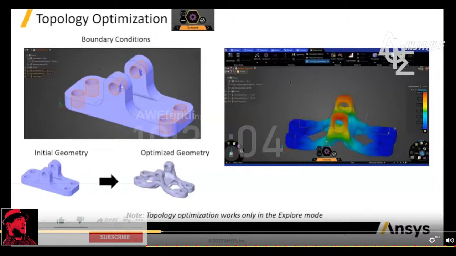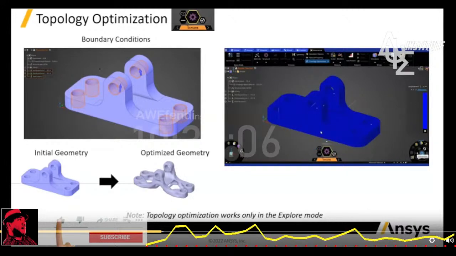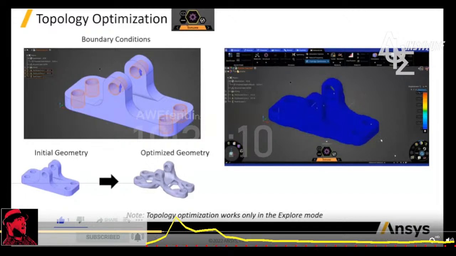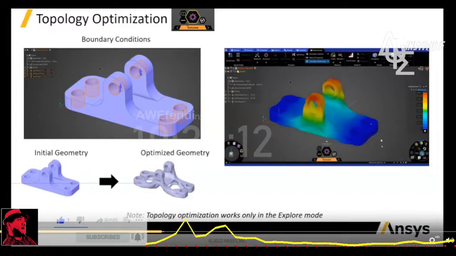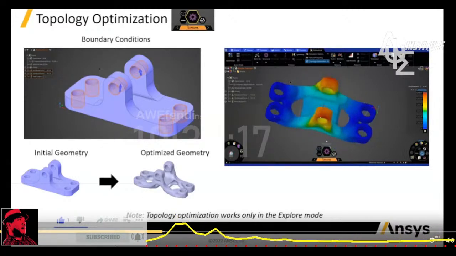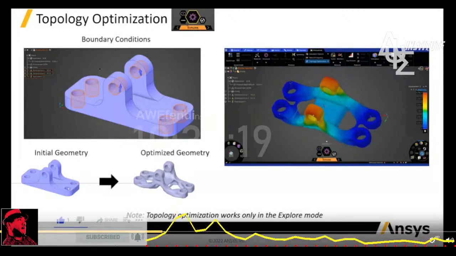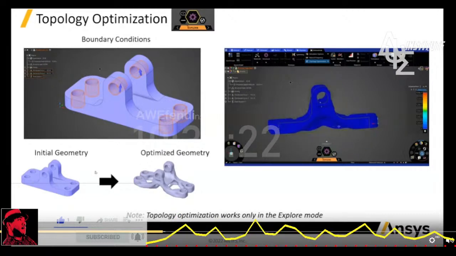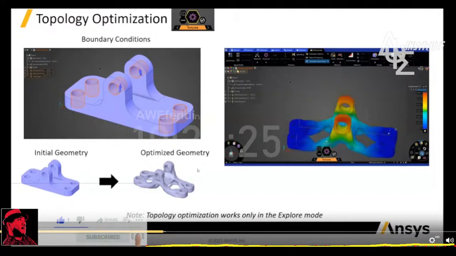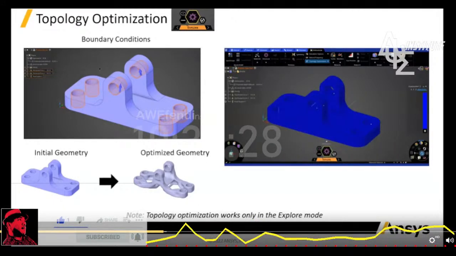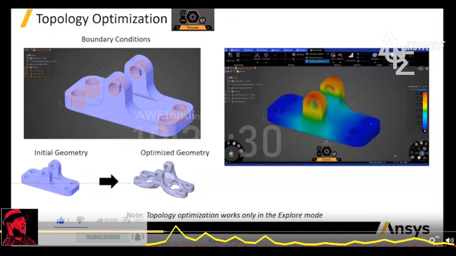Over here, on the right, you can see a GIF of how fast the optimization simulation runs, and we obtain the optimized geometry as shown at the bottom over here. So you can see that we started off with an initial geometry that looks more traditional like this, and now once our topology optimization is run, we've got a more optimized geometry over here. It is important to note that topology optimization only works in the explore mode.